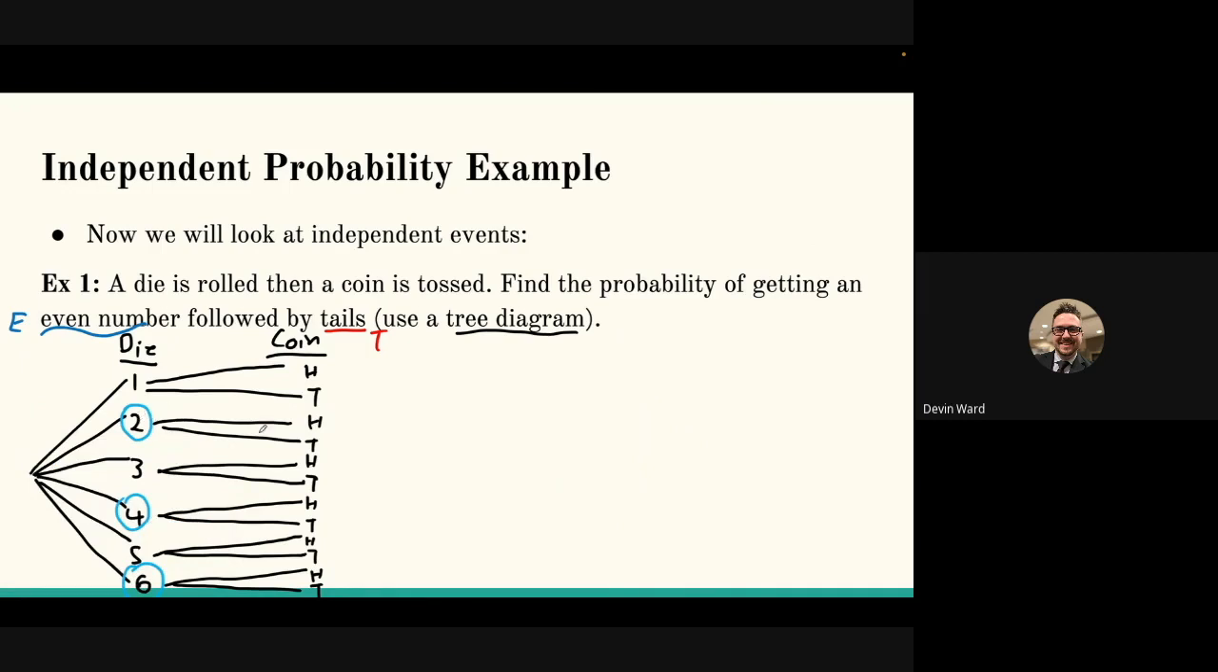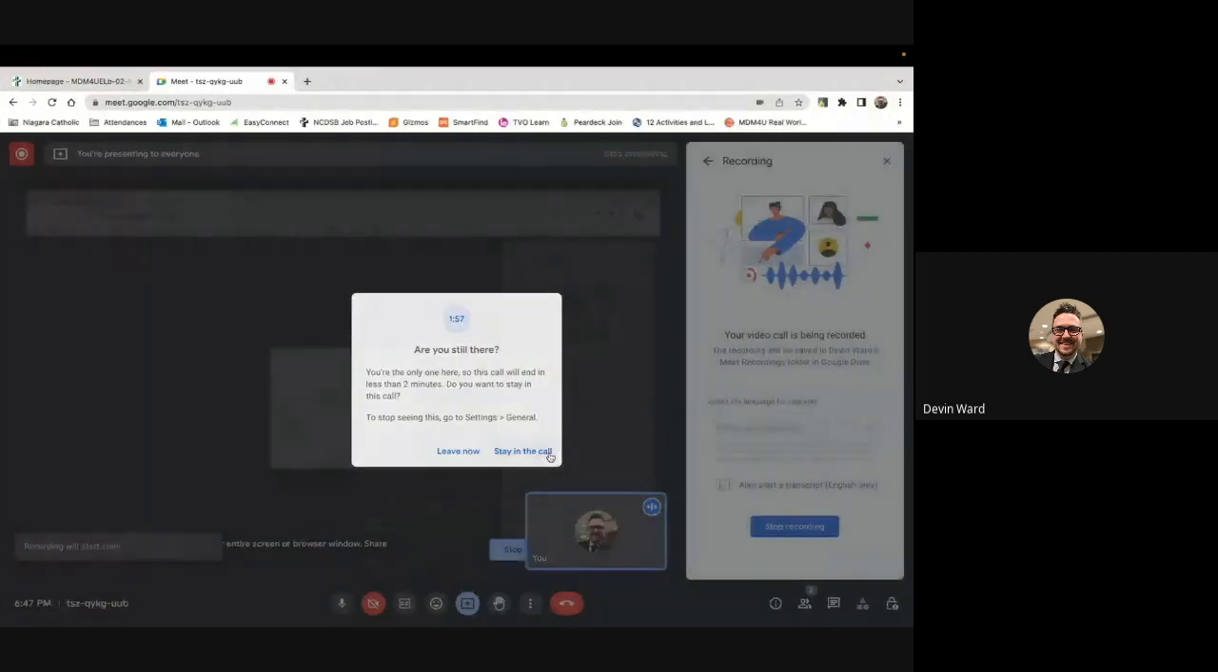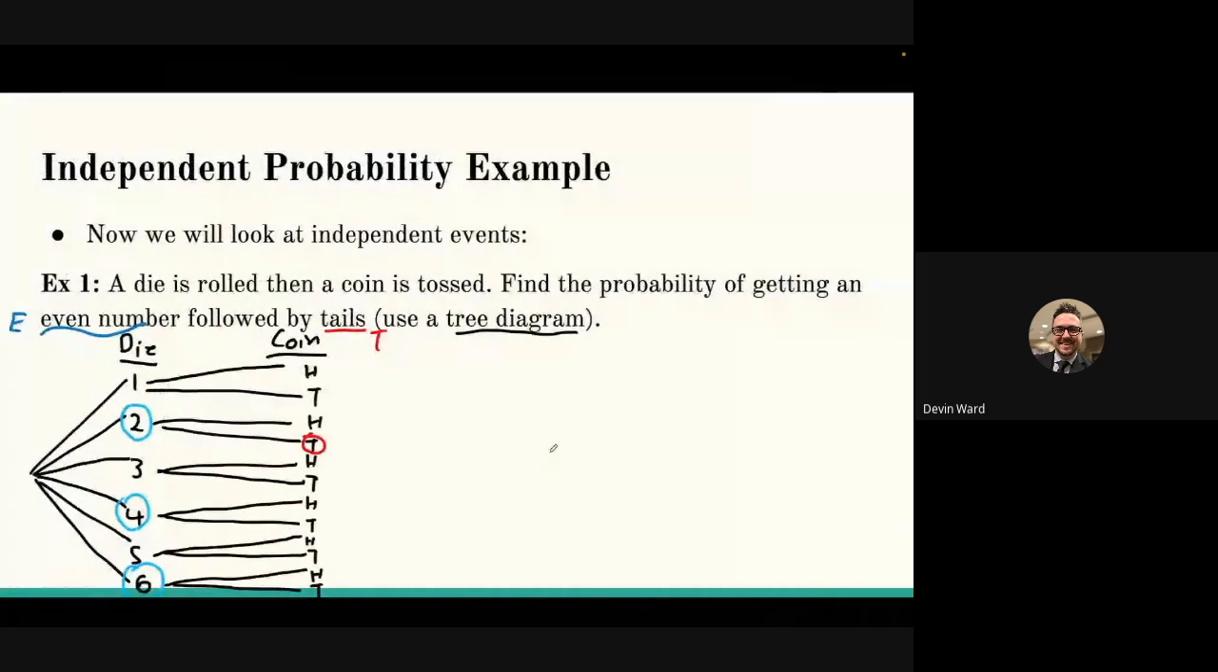So we need to roll a 2 and then get a tails. Or we roll 4, then get the tails. That's going to be right here. Roll 6, then get the tails. That's right here. Okay, so let's do green here. We're looking at the probability of getting an even number followed by a tails, so we need the even and the tails.